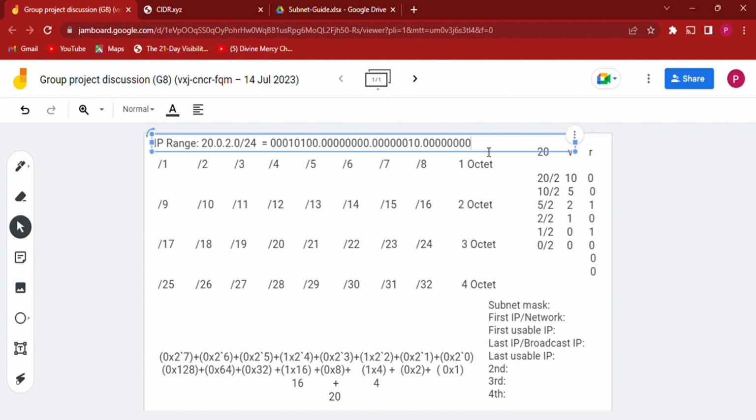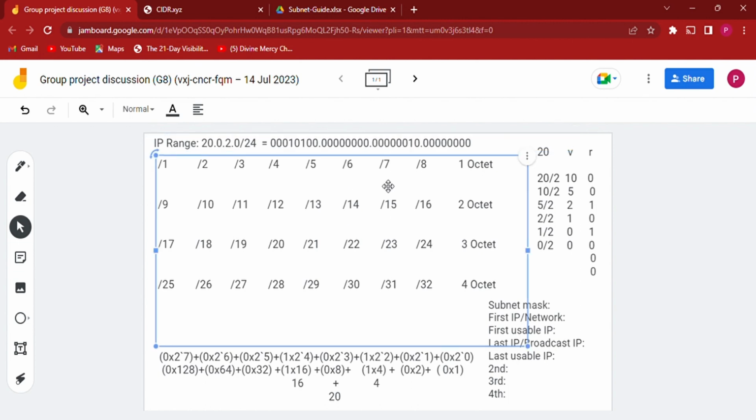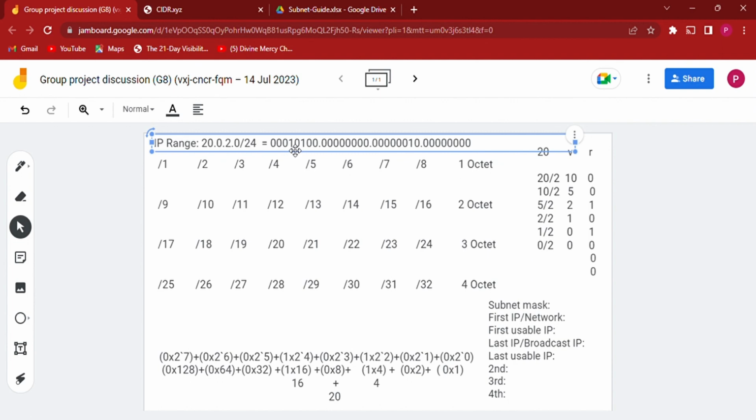Now, to calculate the subnet mask, when you look at it from here, you realize that when you say /6, for instance, it means you are using 1, 2, 3, 4, 5, 6.